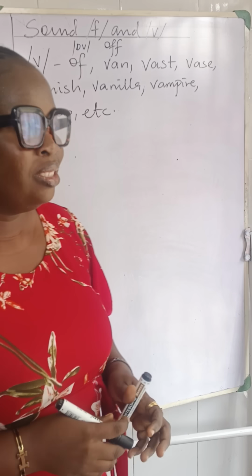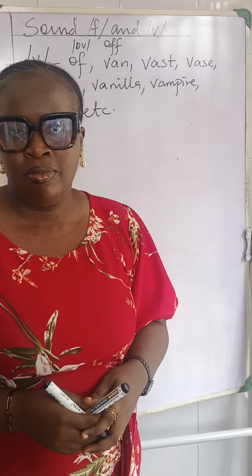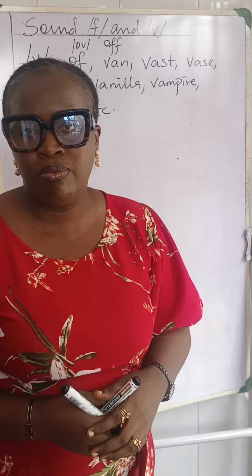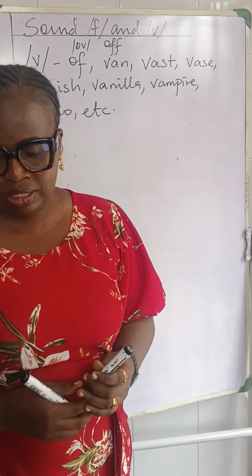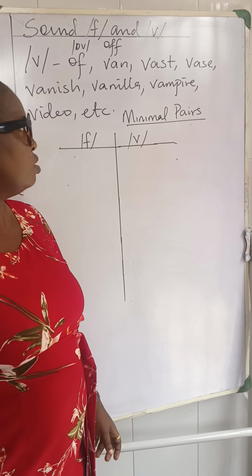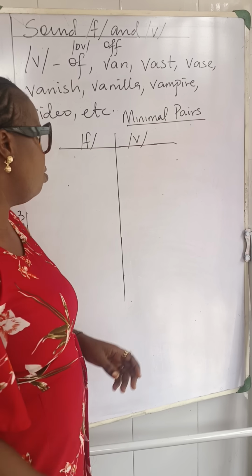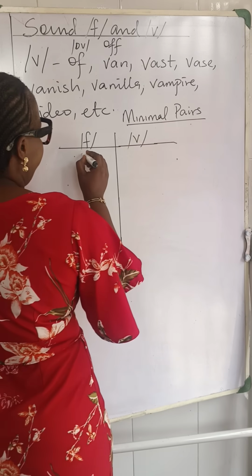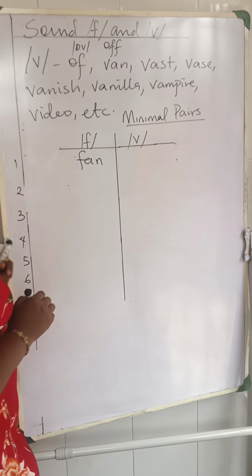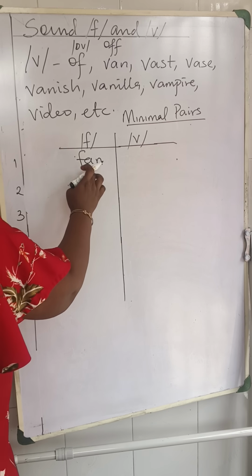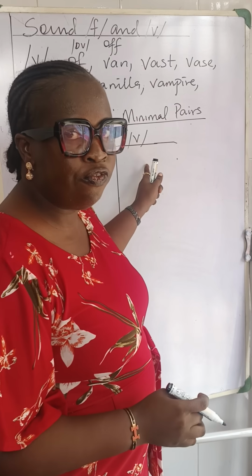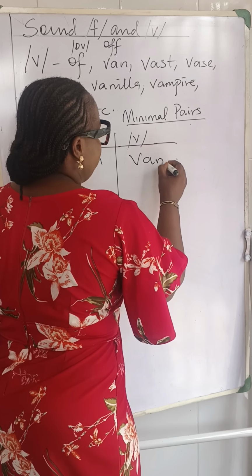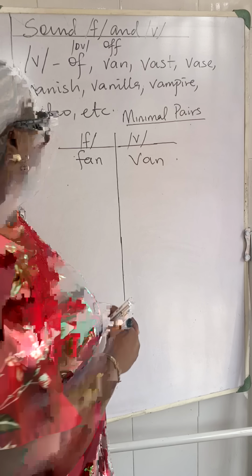There is another way we can learn it: with minimal pairs. When we use minimal pairs, we can understand it in a much better way. Let's look at the minimal pairs for these two sounds. The first one is fan. I want to replace the f sound with the v sound, so it's going to be van, right? That is a minimal pair. Fan, van.